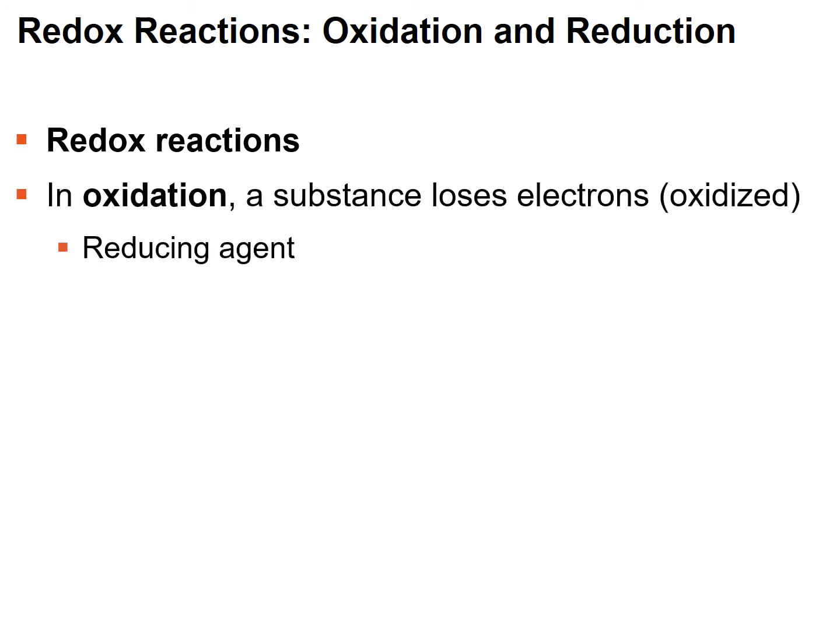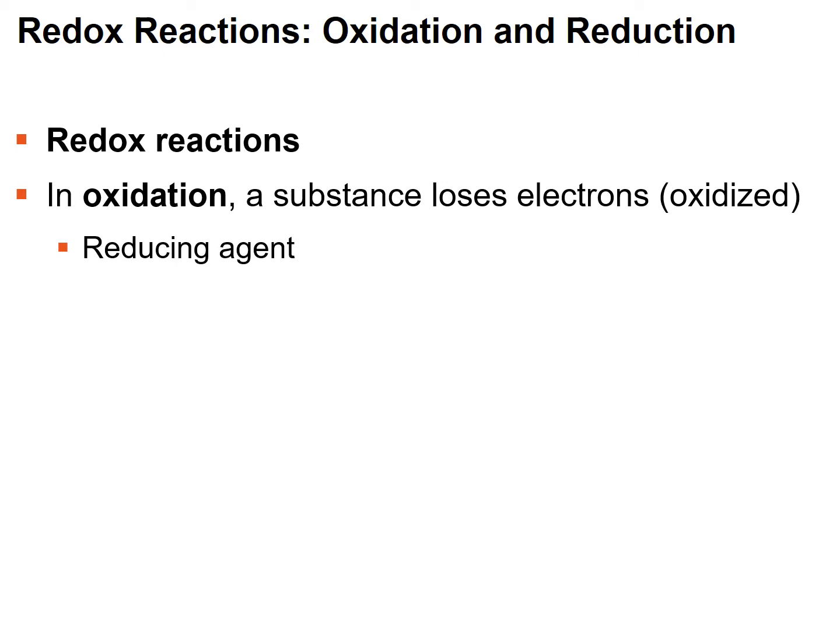Now, redox. Oxidation is where something loses electrons. So when something loses its electrons, it becomes oxidized. It also serves as the reducing agent, because when oxidation happens, reduction also happens. They happen together, so they're coupled together. So whenever there's oxidation, there's also reduction. When something becomes oxidized, it's actually a reducing agent because it reduces something else.